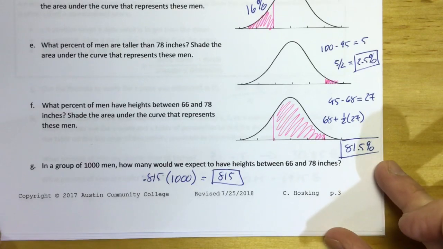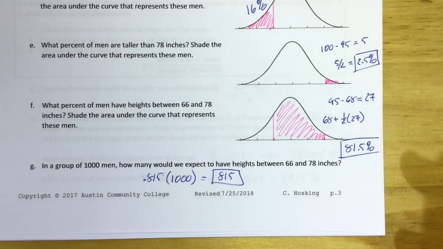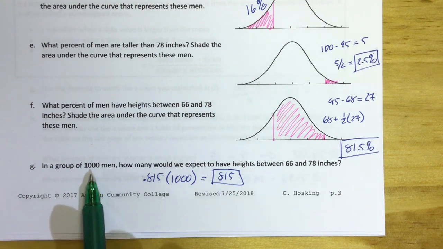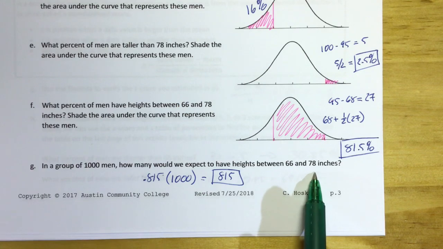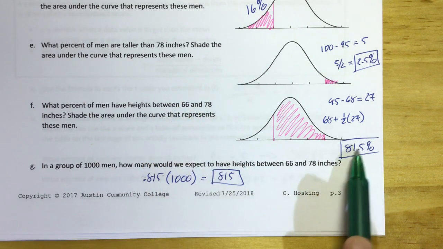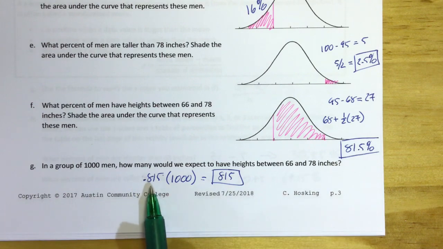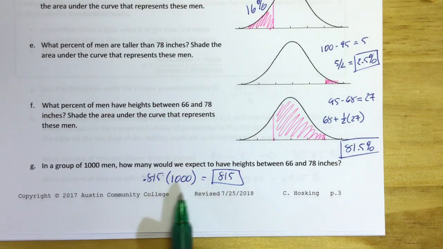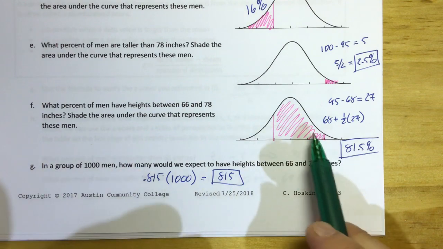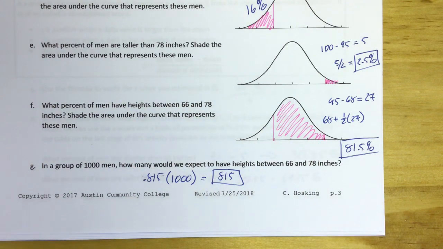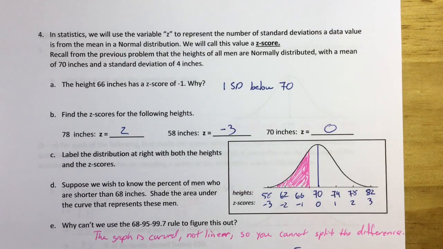All right, then the last question, I was a little underwhelmed about it. It just says, if you took a group of 1,000 men, how many would we expect to have heights between 66 and 78? Okay, so we did all the work up there to figure out that it's 81.5%. So if you multiply 81.5% times 1,000, that's just going to shift the decimal over 3 spots and you get 815. We probably could have done something a little bit more challenging with that, but maybe it does get the point across that these are percentages and then what that means to a population.